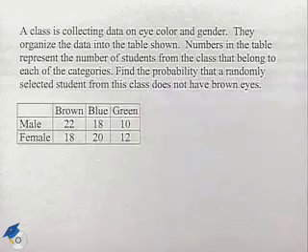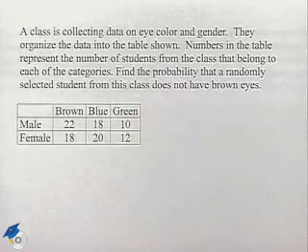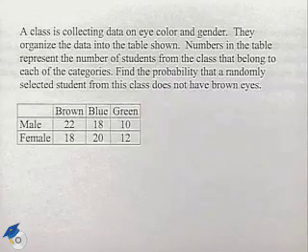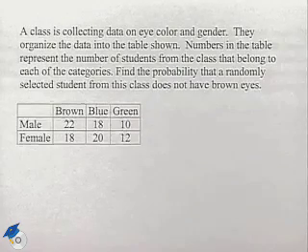Now let's look at finding the probability when we're given a chart. A class is collecting data on eye color and gender. They organize the data into the table shown. Numbers in the table represent the number of students from the class that belong to each of the categories. Find the probability that a randomly selected student from this class does not have brown eyes.